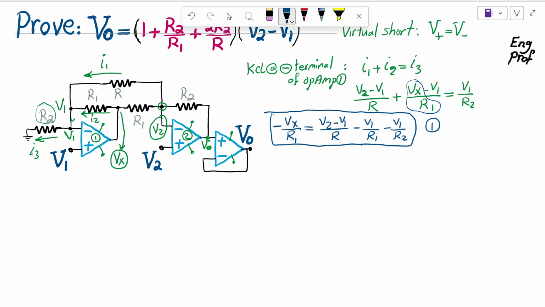Now, let me change the color so that you can see better. I am going to write KCL at this node.